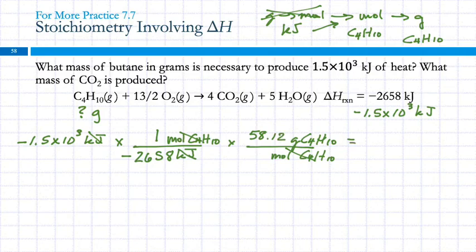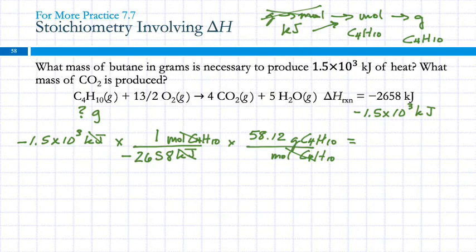If we were looking, for example, at the mass of oxygen consumed, it would use 13/2 moles over negative 2658. You'd use the fraction 13/2, which might be easier to look at as 6.5. But the negative 2658 could apply to any individual.